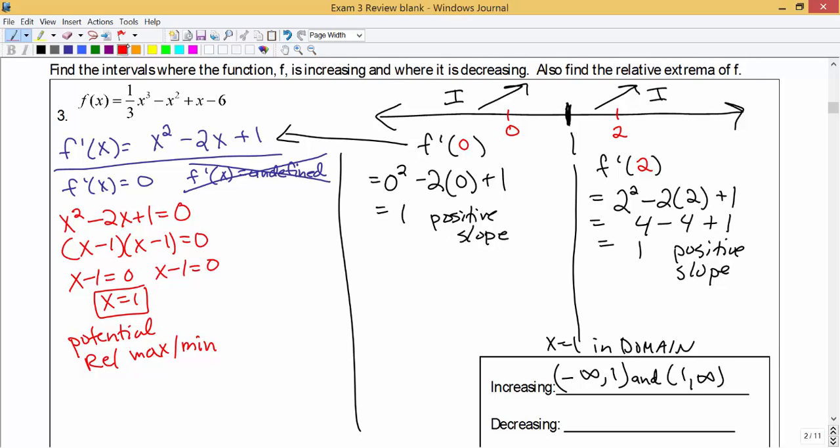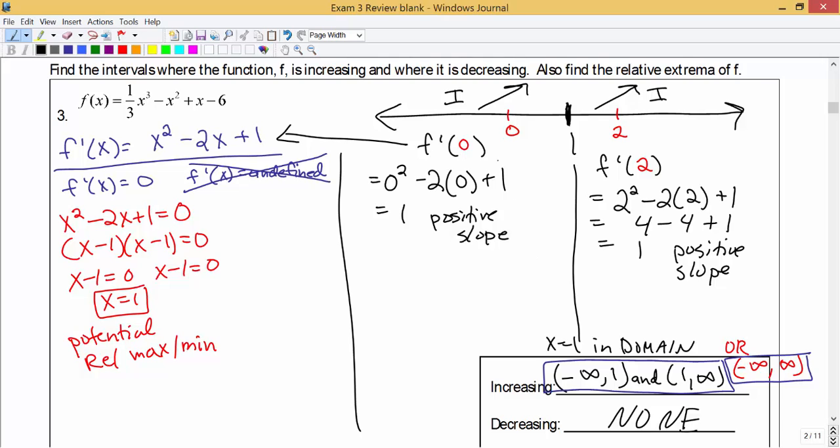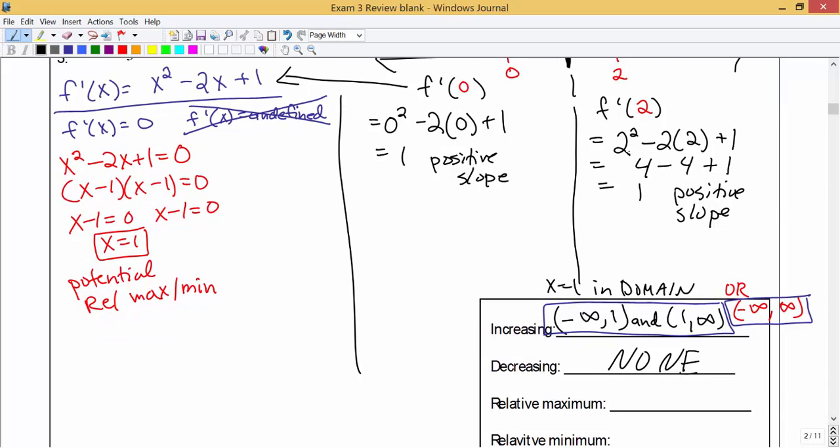Or, since 1 is in the domain of the function, you could say that it was actually increasing for all real numbers. Either one of those solutions will be fine with me. So you can say this, or you can say this. Both of them will be correct on the exam. We are not decreasing for any intervals, so we'll say none. And do we have a relative max or relative min? Since the function does not switch from increasing to decreasing or decreasing to increasing, there is no relative max or relative min. So there's no relative extrema here.